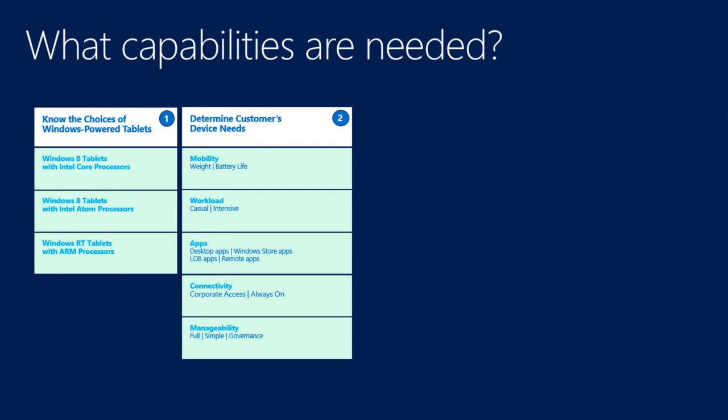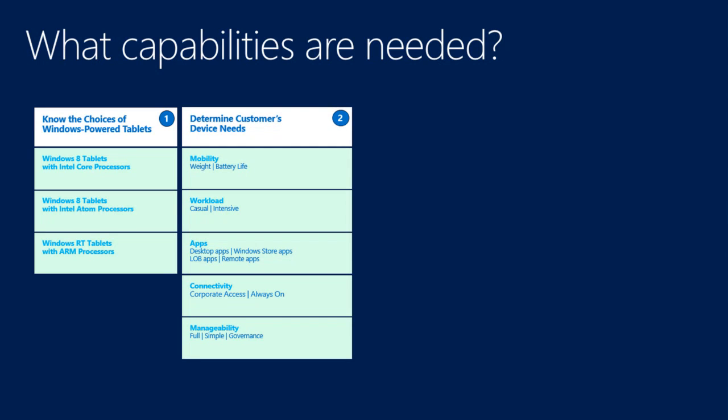We then have a set of different characteristics. Mobility, weight and battery life primarily. The workload that you're going to run, is it more of a casual workload or is it a more intense workload? The apps that you want to run on it. ARM-based devices aren't going to run any desktop apps beyond the Microsoft Office components that are included in Windows RT. So if your goal is to run any other apps that you would run on your existing desktop or laptop machines, well, then you probably want something that's based on an Intel processor where you could actually run that.